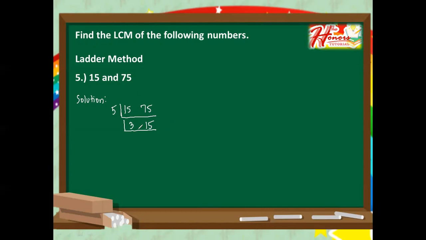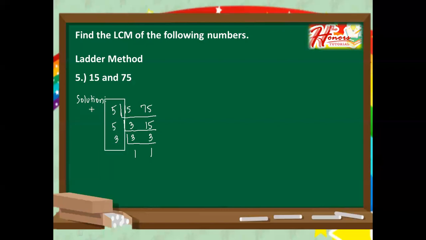Next, think of a prime number that can divide 3 and 15, or 3 or 15. We can use 5 again. 3 divided by 5 not possible because 3 is less than 5. So bring down 3. 15 divided by 5, that is 3. And then think of a prime number that can divide 3 and 3. So that is 3. 3 divided by 3, that's 1. 3 divided by 3, that's 1. So we have to stop here.